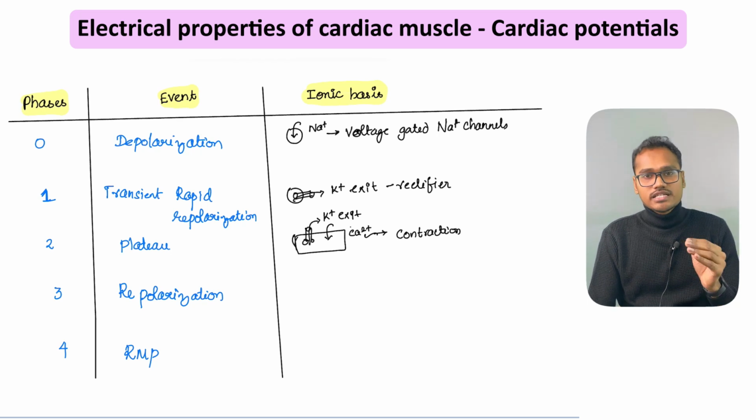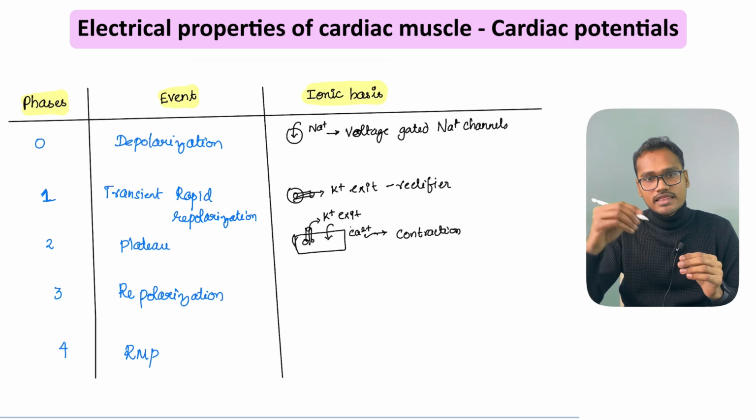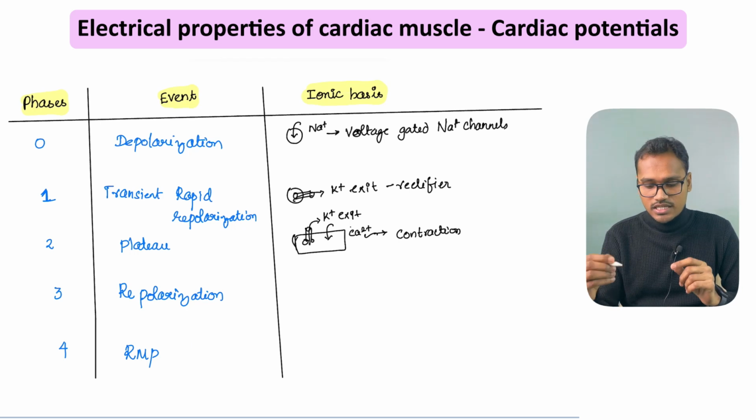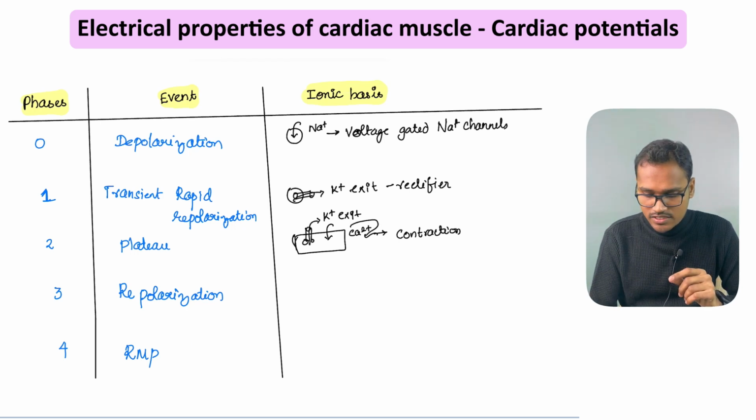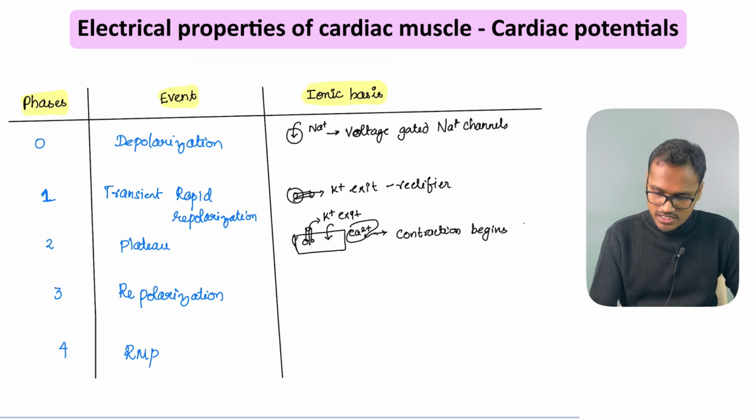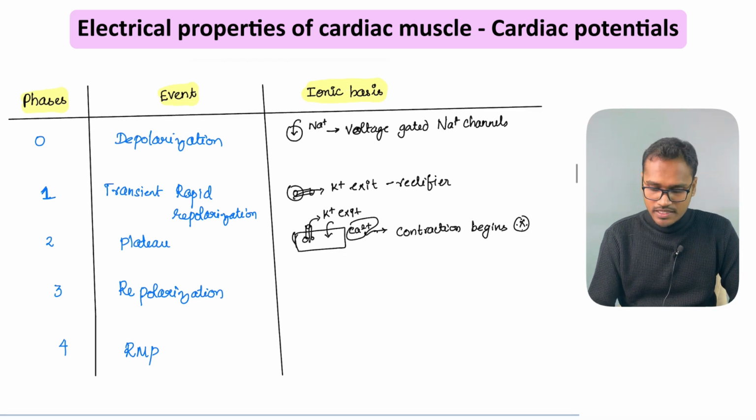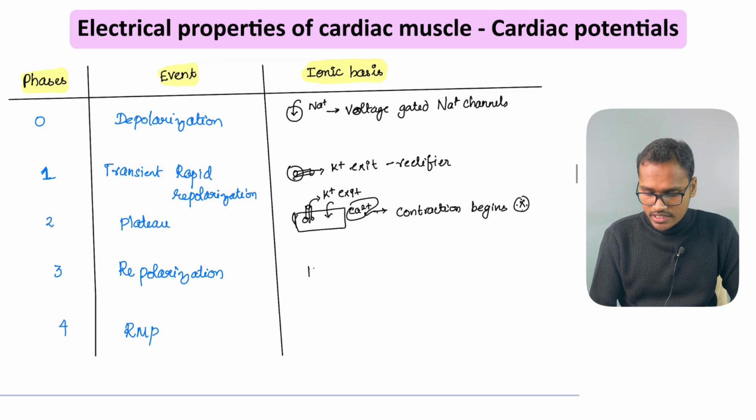Generally, in the case of a skeletal nerve, what will happen? The action potential will come and then it is followed by a contraction. But here, since the calcium ions are entering in this phase itself, the contraction begins here itself. And there is a significance for it. So that is important. The contraction starts to begin. Then coming to the repolarization, again it is due to potassium exit.